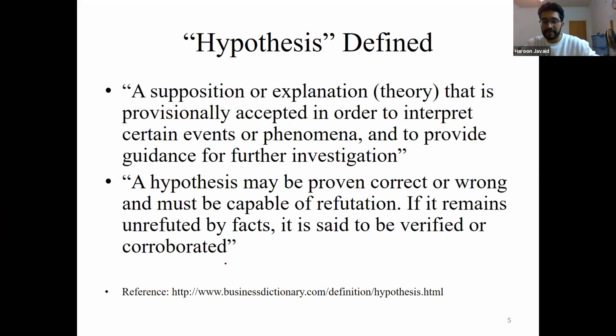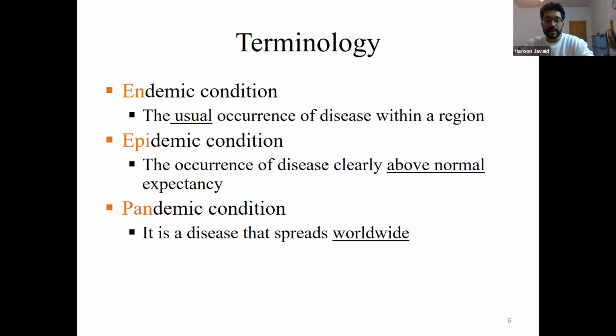Hypothesis, it's just a definition. So it's basically the explanation that you want to prove correct or wrong by using statistics, right? Theory: provisionally accepted in order to interpret certain events or phenomena to provide guidance. Just the definition, nothing to be done. Okay. Living in 2020, you better know the difference between these.